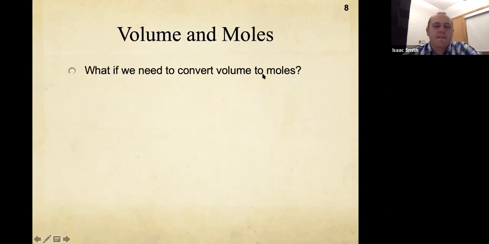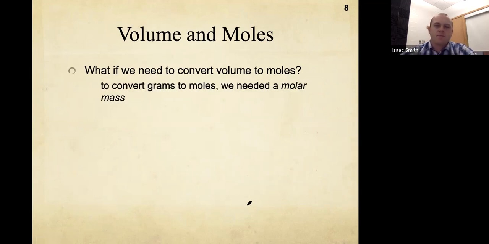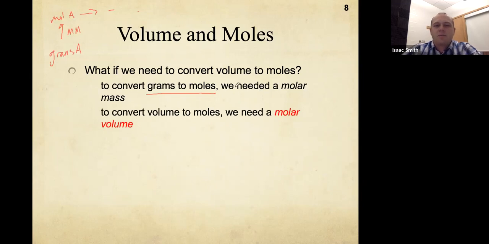Okay. What if we need to convert from volume to moles? We haven't talked about this conversion yet. So usually we've talked about converting grams to moles, right? I always say you're going from grams of A to moles of A, and then you go on. And this conversion uses molar mass. We've talked about that. But to convert volume to moles, we're going to need a molar volume. That's the term that we're going to use.